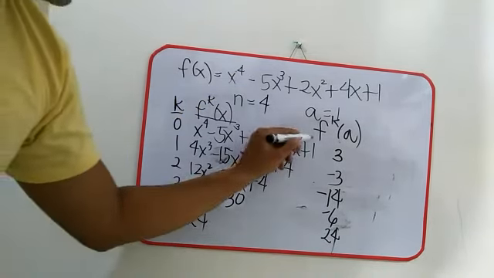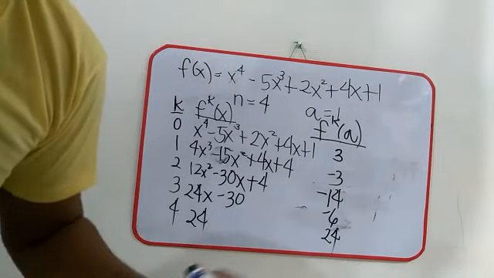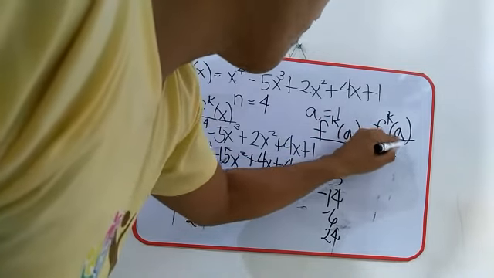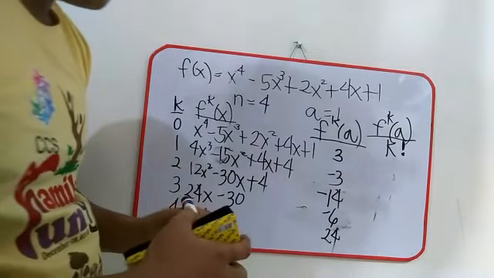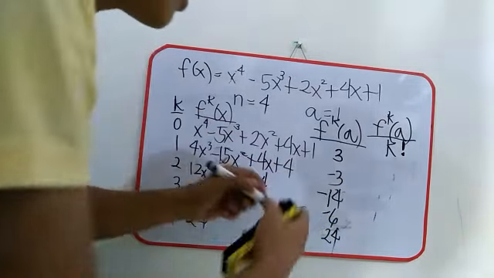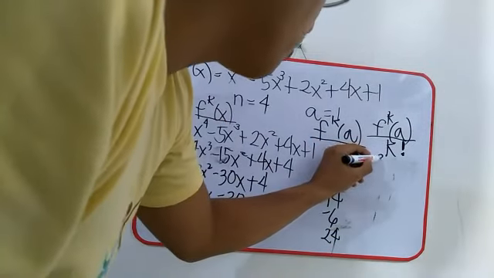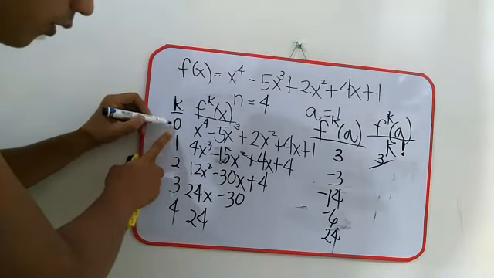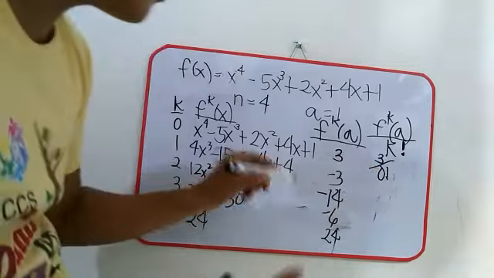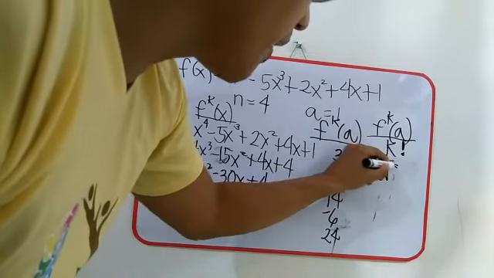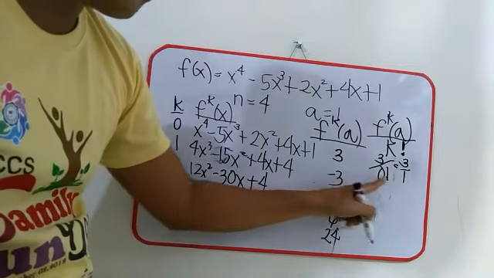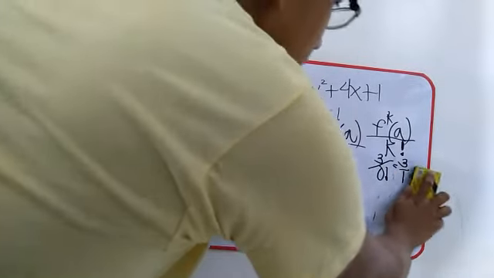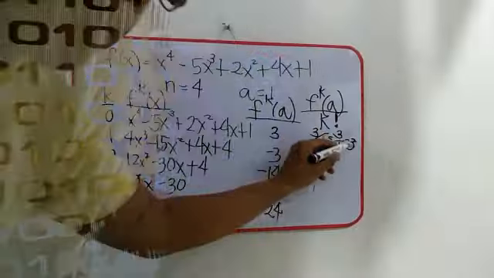Okay? For the fourth column, we need to find f raised to k times the quantity of a all over k factorial. So the answer on the third column is 3. So we just need to copy, since this is the numerator, f raised to k of a all over k factorial. K is equal to 0, so we have 0 factorial. Since 0 factorial is equal to 1, we have a denominator of 1. So 3 divided by 1 is equal to 3.